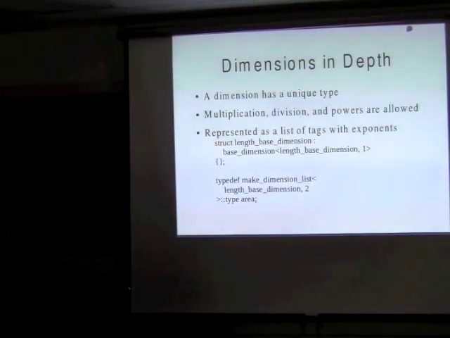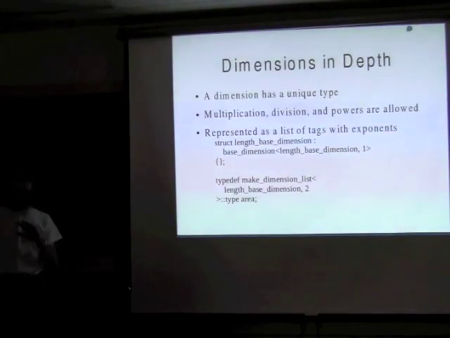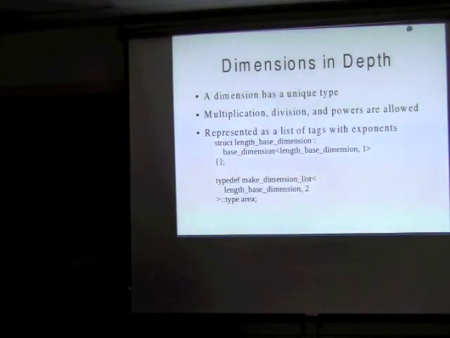To satisfy all these requirements, what we're going to do is use a list of tags and exponents. So, for example, force is now going to be represented as mass times length divided by time squared. So when we define a base dimension, this is the tag that we're using. We use CRTP, it's just a struct. The first template parameter is just the base dimension itself.